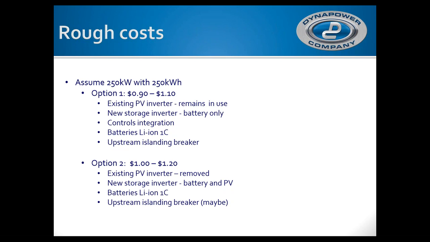Now, rough costs. Do not take these to the bank. These are intended to be indicative, to get people thinking about what these numbers might look like. Tons of assumptions built in here. To make this simple and as generic as possible, I've assumed a 1C battery. So in this case, a 250 kilowatt battery system, with a 250 kilowatt hour battery behind it.